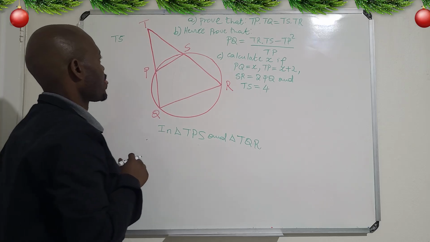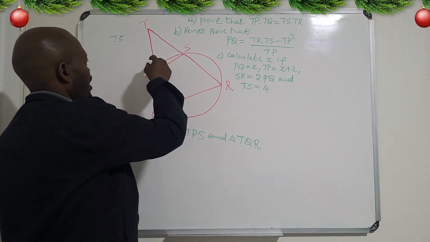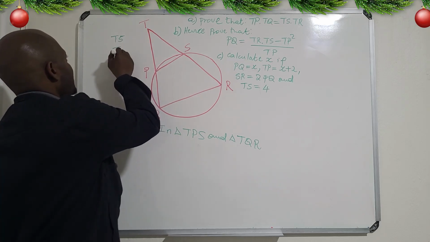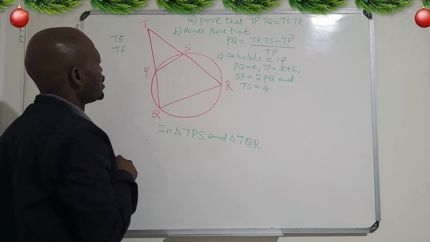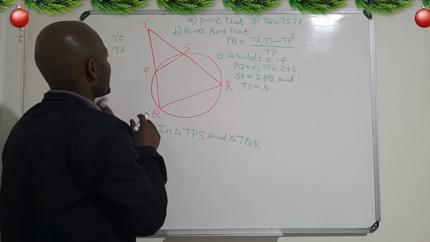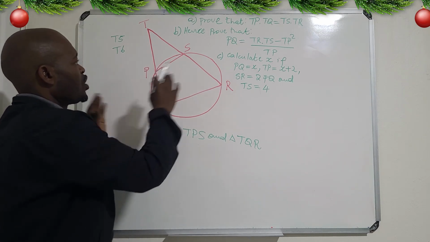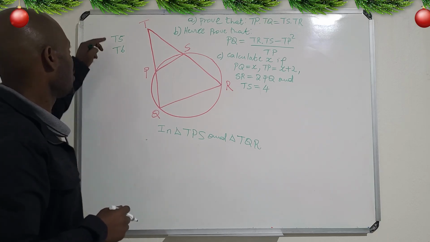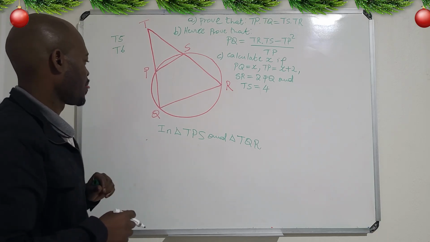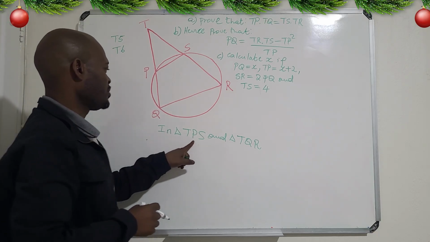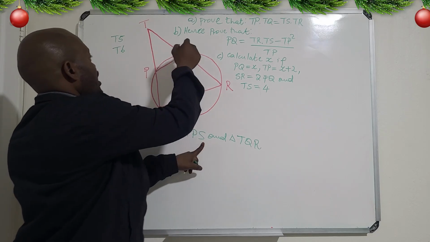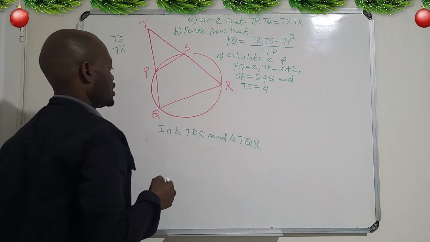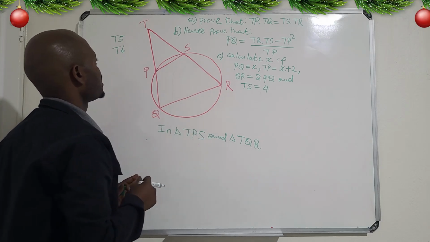We will see. We do have an exterior angle of a cyclic quad, so we do have theorem number 6 here. Therefore, theorem number 5 and 6 are here. We don't have tangents, so theorem number 7, 8, 9 are not here. So we only have theorem number 5 and 6. Therefore, in triangle TPS and triangle TQR, now we're proving similarity.